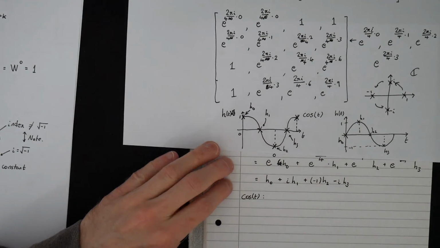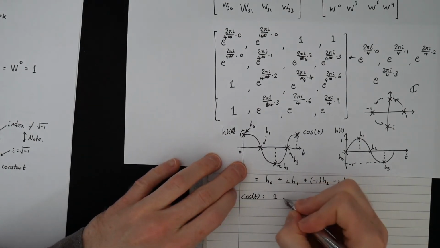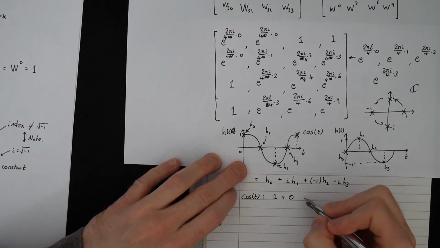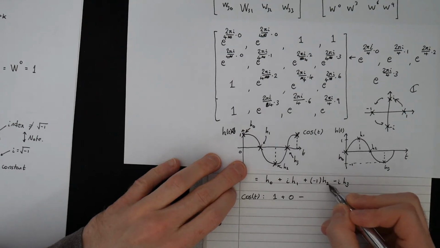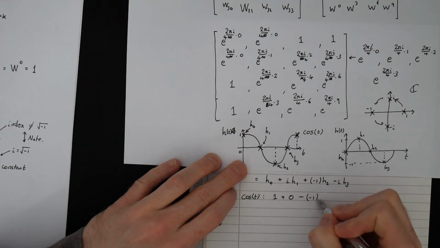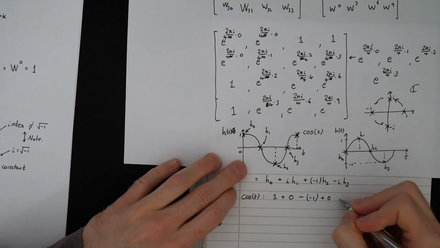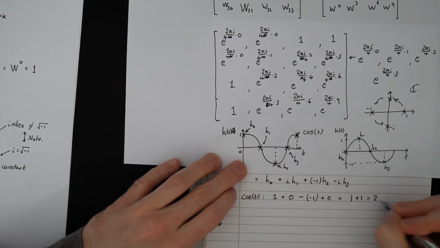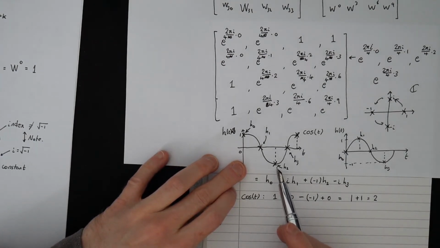Now if we look back at our cosine of t, we get this. h0 will be 1, so we have 1 plus 0, because h1 is 0, minus, because this is the minus 1 here, and h2 will be minus 1. So minus minus 1 plus 0, which is equal to 1 plus 1 equals 2. So the clock was in phase with the cosine wave when it was going round.